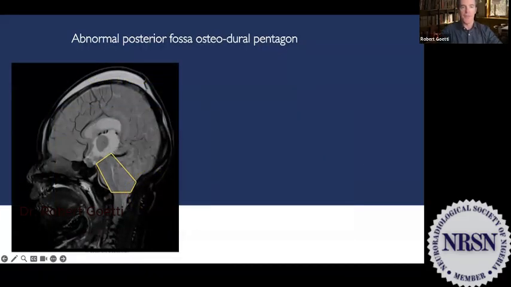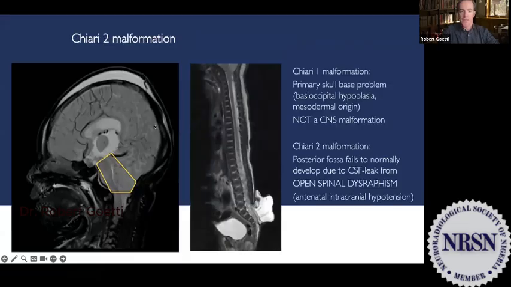Here is another example of an abnormal posterior fossa, and this patient has a Chiari 2 malformation. Here, the clivus is not short. The problem in this case is that the posterior fossa never properly expanded. The Chiari 1 malformation, as I mentioned before, is a primary skull-based problem. So we have a basio-occipital hypoplasia. The problem is a mesodermal origin of the skull base. It is not a CNS malformation.